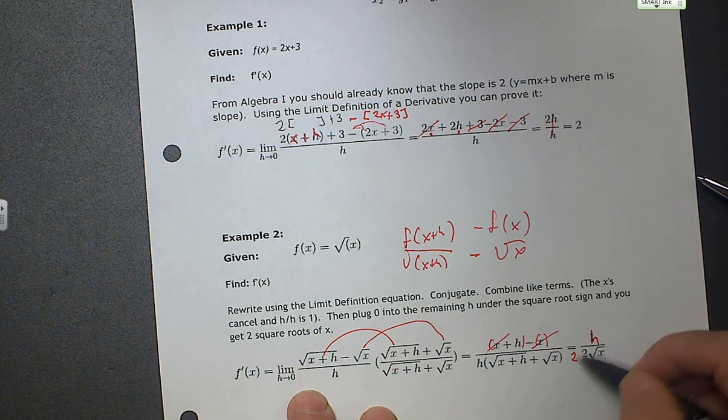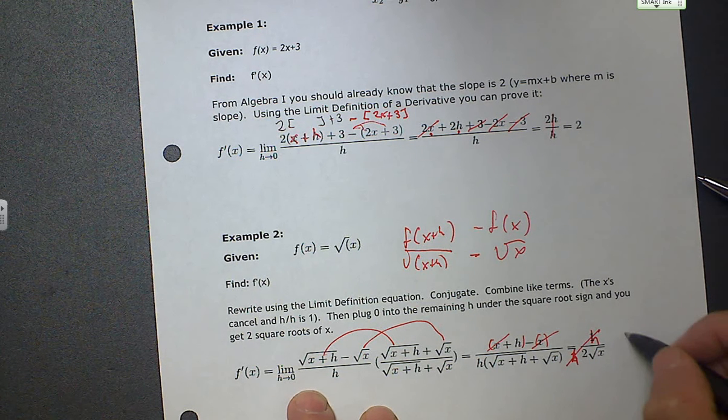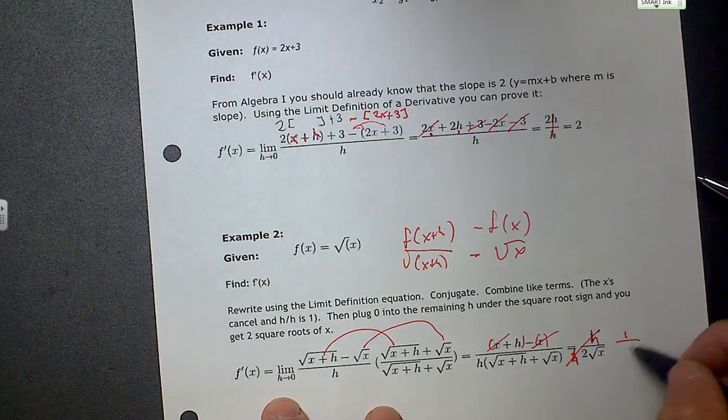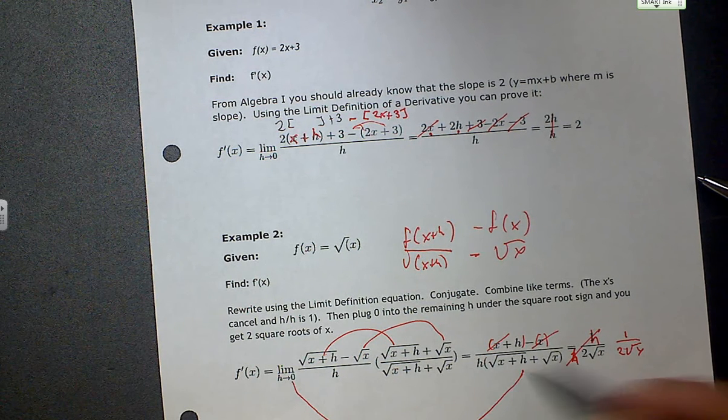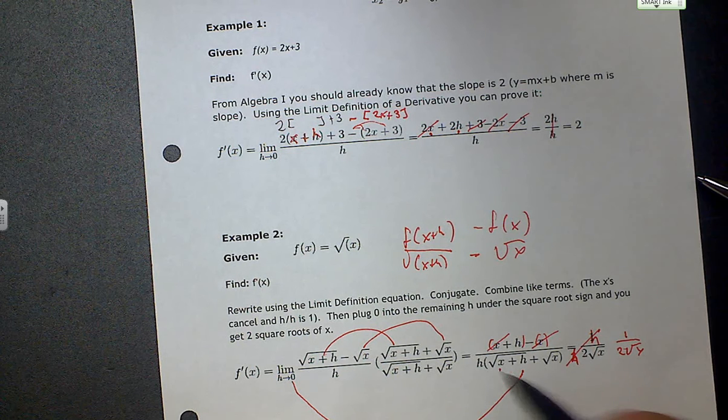Those h's are going to do what? They're going to cancel. And now plug 0 in to finish. I get 1 over 2 square roots of x. I plug a 0 in here to finish, a 0 there for that h. So square root of x plus square root of x is 2 square roots of x.